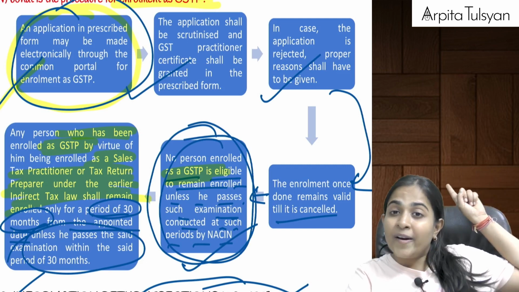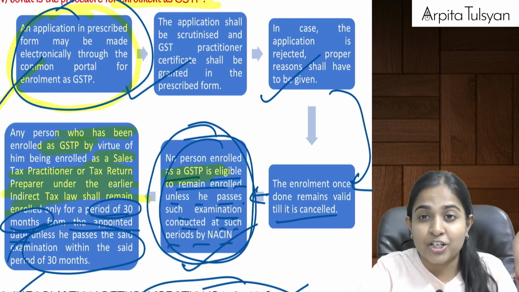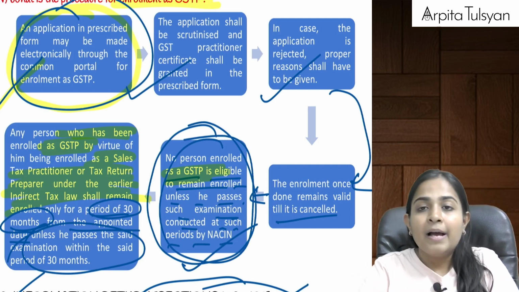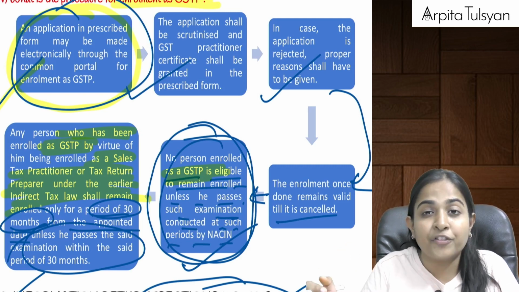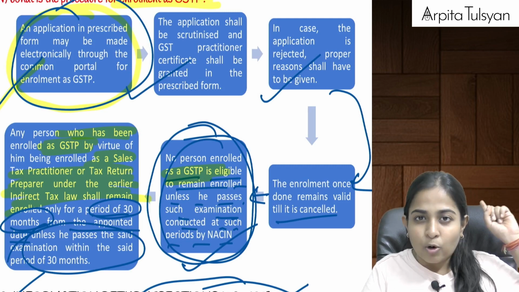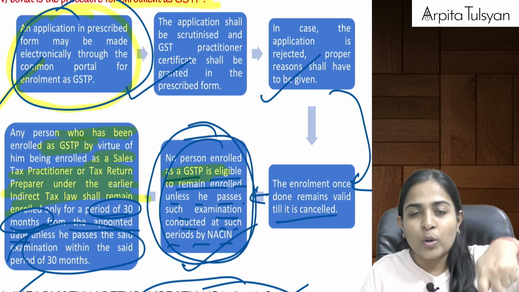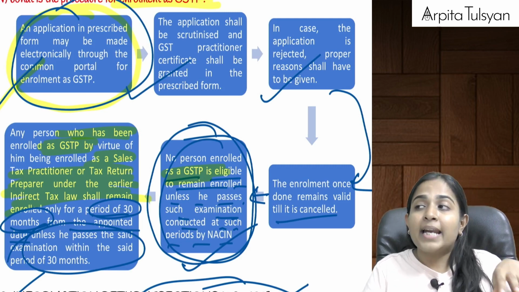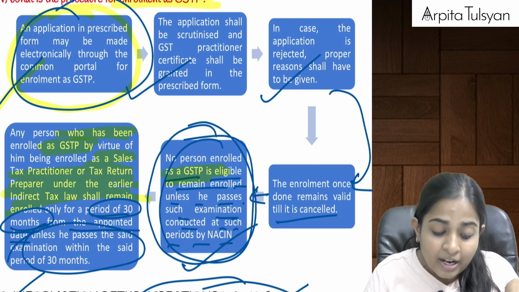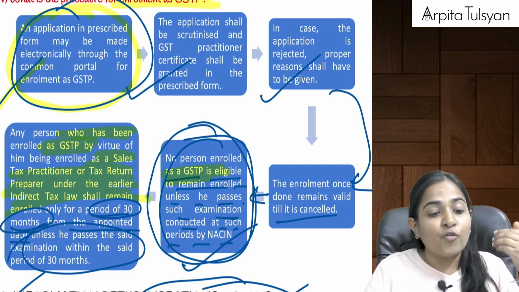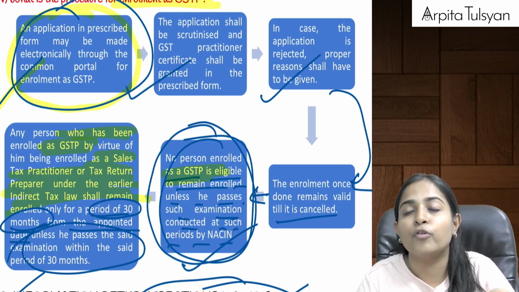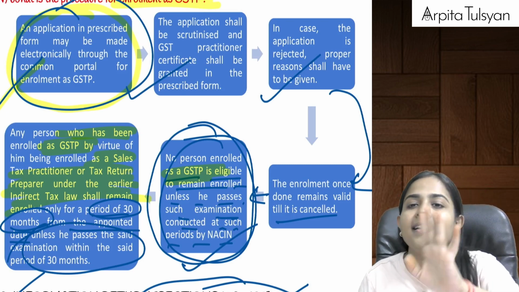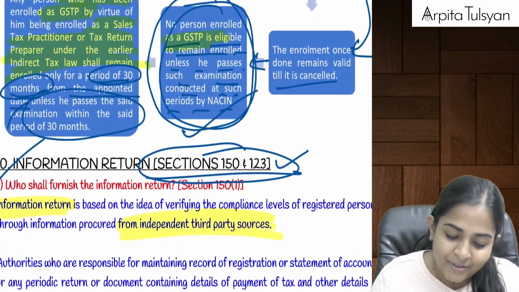If you were an old sales tax practitioner who was getting registered as a GSTP, then you can act as a GSTP for a period of 30 months. You were there under the old law. Now under the new law, you are coming as a GST practitioner. You can act as a GST practitioner for a period of 30 months. But if you want to act beyond a period of 30 months, please clear the examination. Are you clear with this?